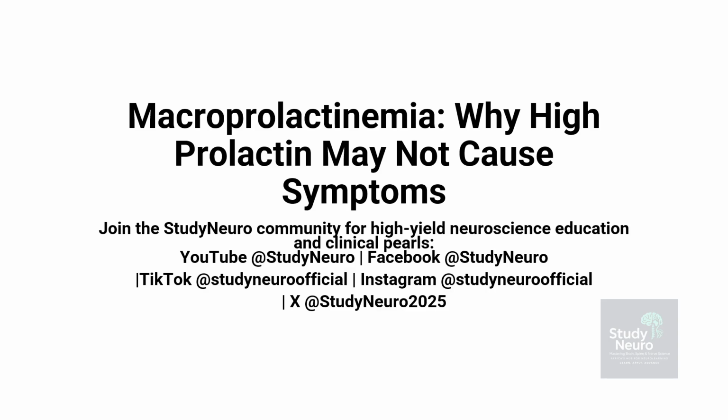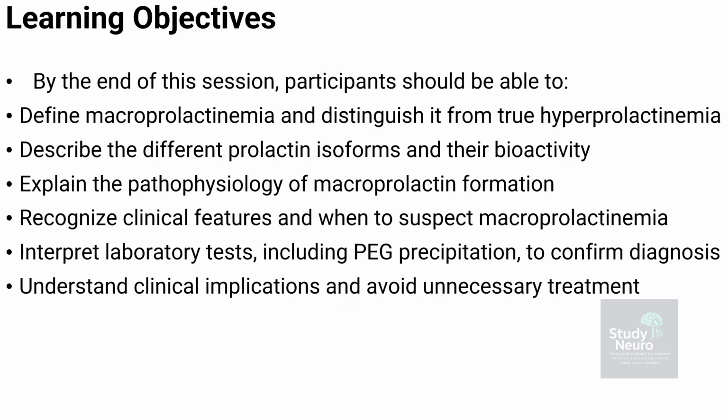In this session, we're tackling an important and often misunderstood topic, macroprolactinemia, and why a high prolactin level doesn't always mean true hyperprolactinemia or clinically significant disease. By the end of this lesson, you'll be able to clearly define macroprolactinemia and distinguish it from true bioactive hyperprolactinemia. We'll walk through the different prolactin isoforms and explain why only one of them is responsible for the classic symptoms you see in clinic. You'll understand how macroprolactinemia forms, why it accumulates in the bloodstream, and why it usually doesn't cause the typical features of prolactin excess.